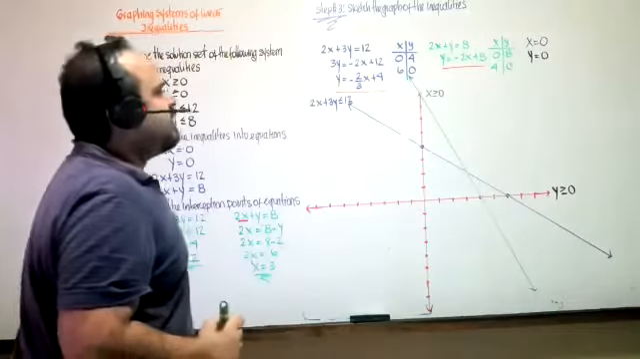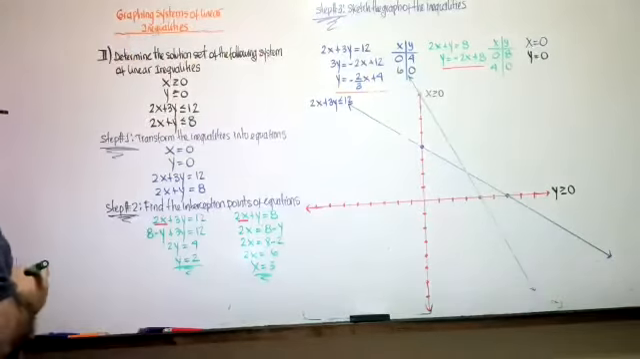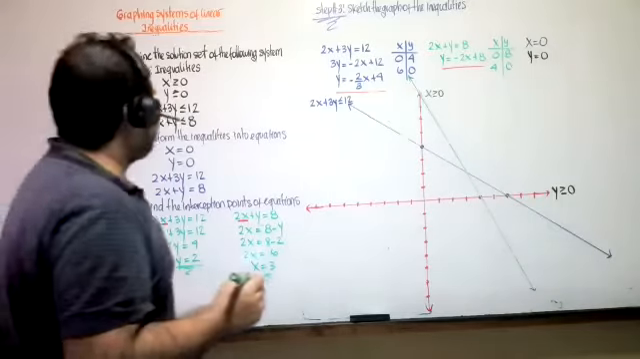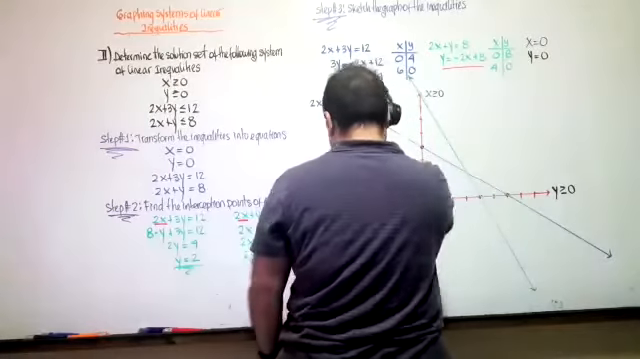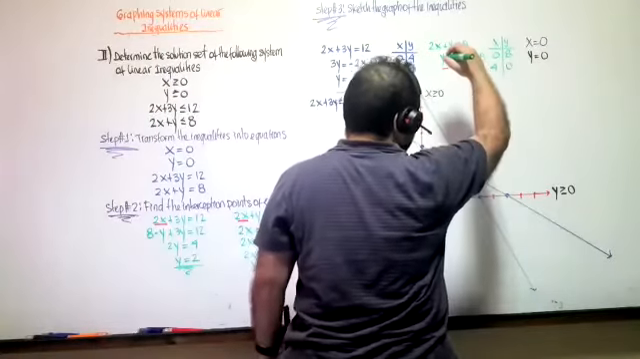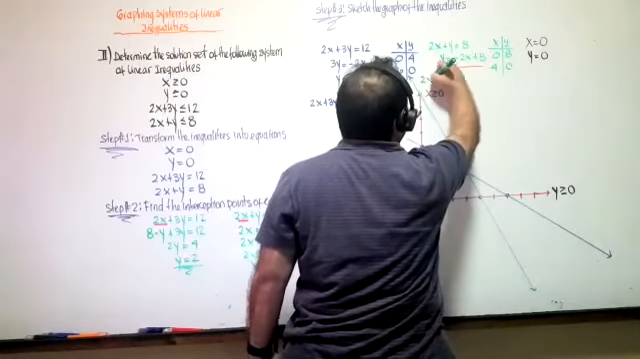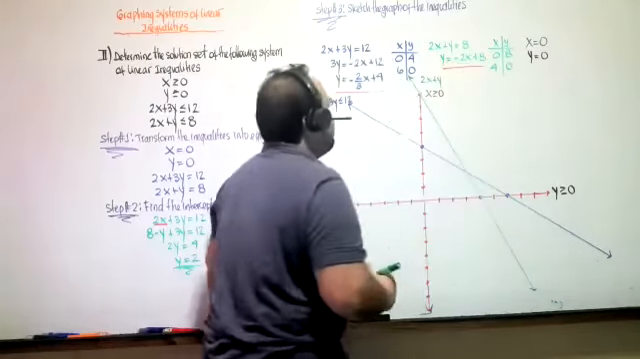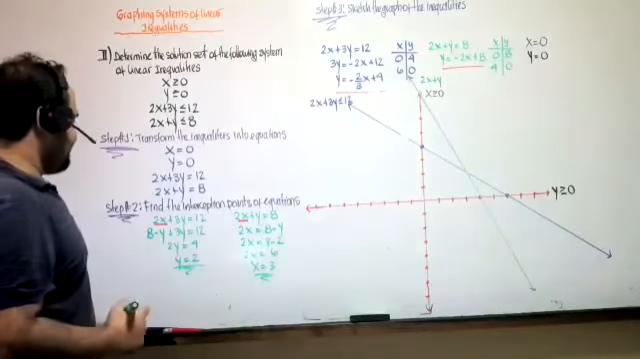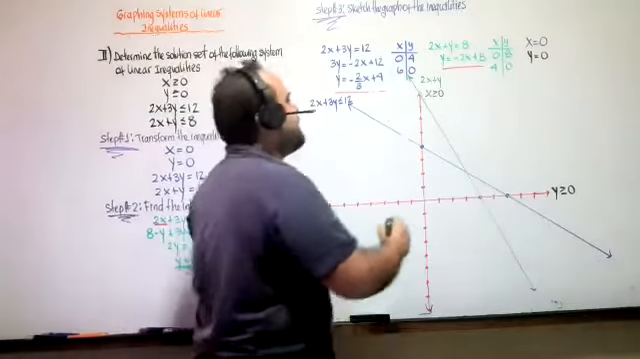And the green one is given by 2x plus y less than or equal to 8.